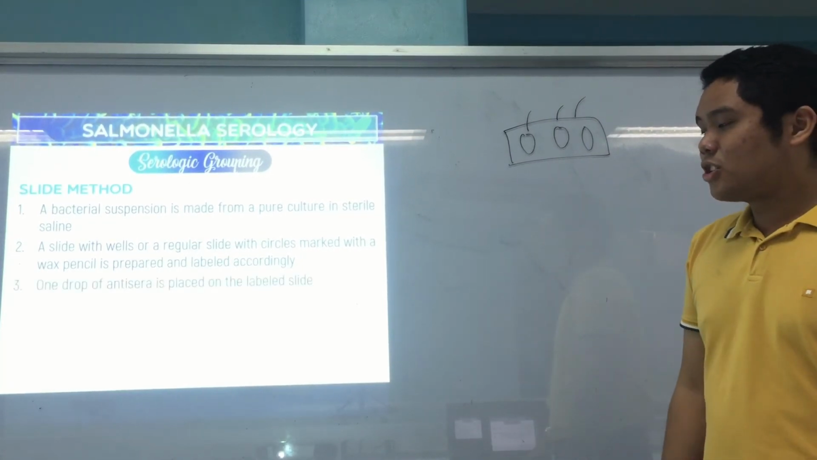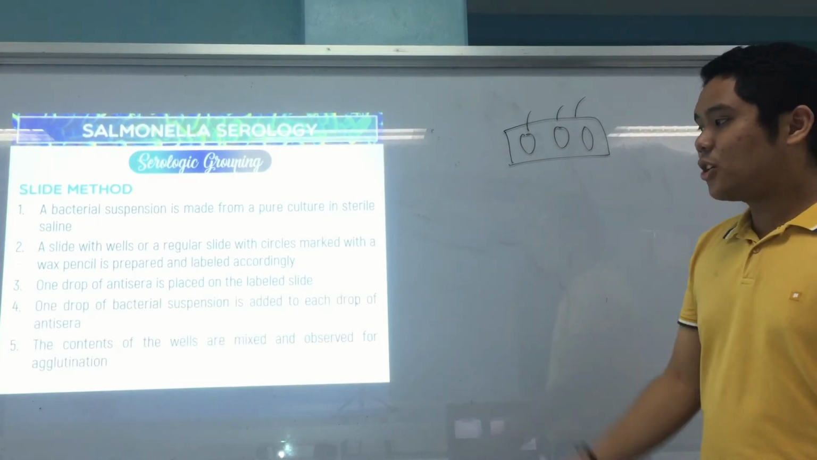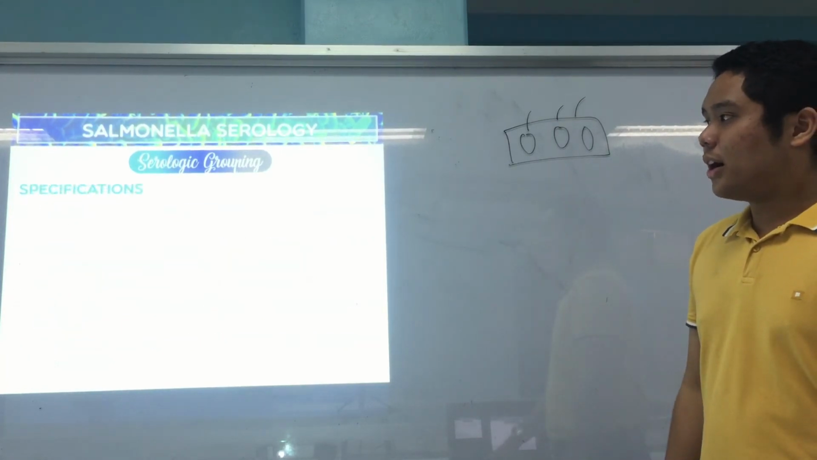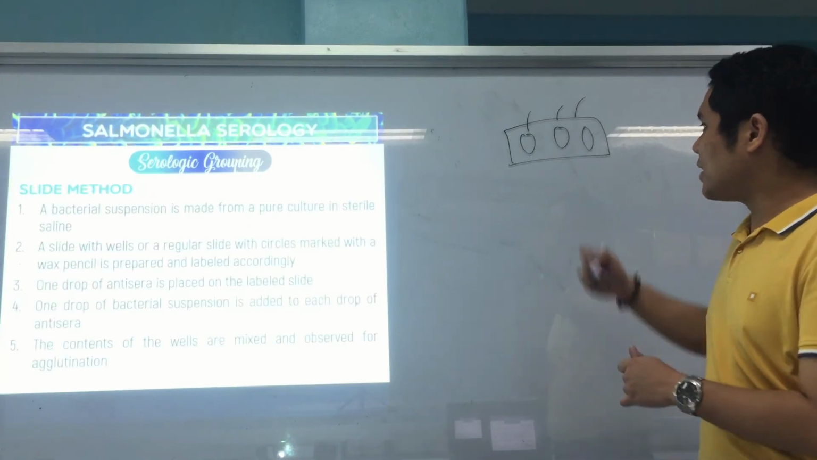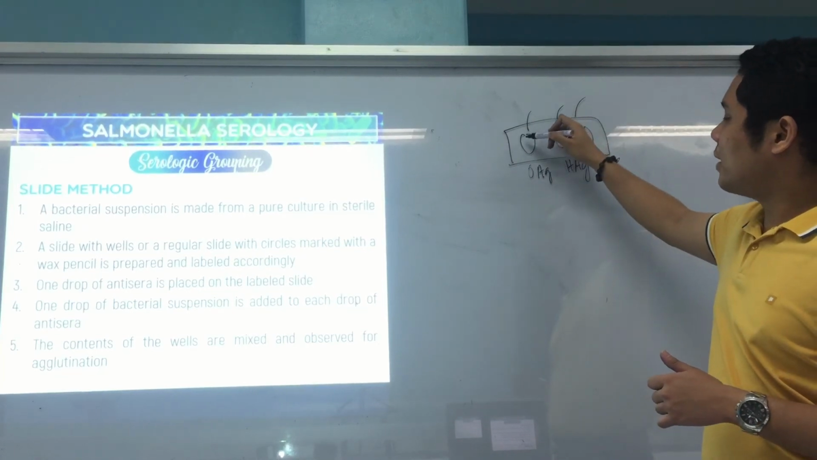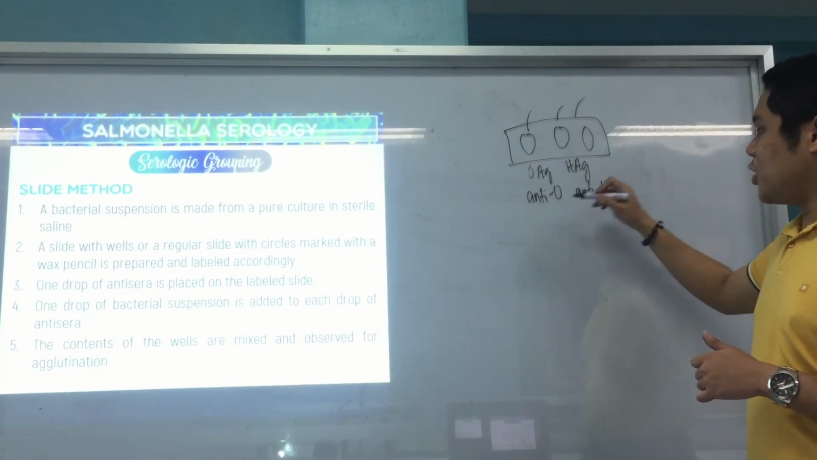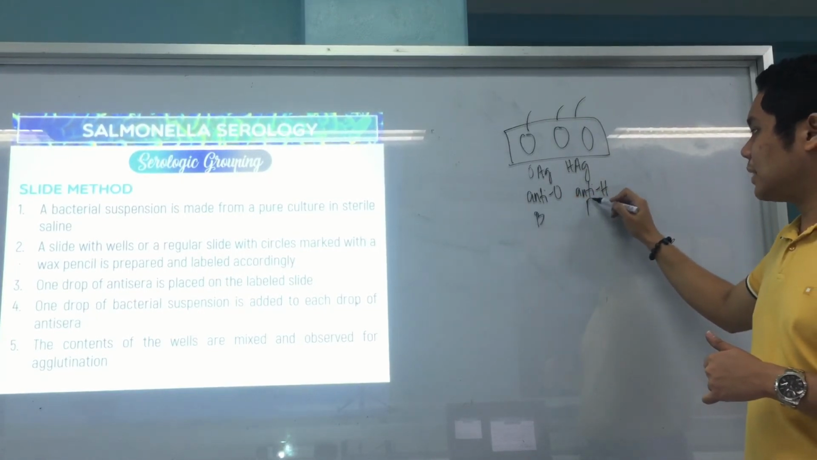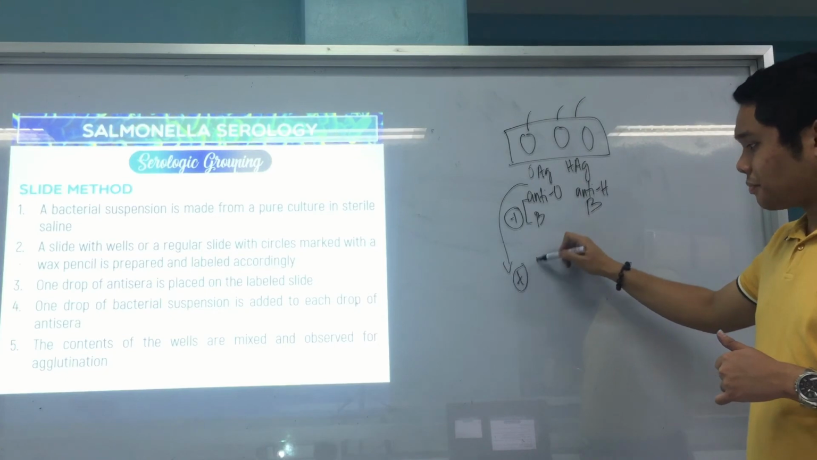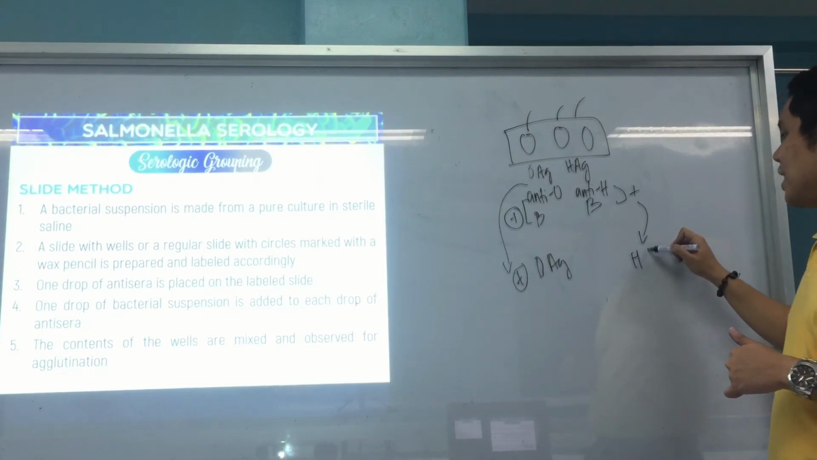One drop of anti-sera is placed on the glass slide, and then the bacterial suspension. If there is agglutination, it means that the bacteria has a particular antigen. For example, this is to detect whether it has the O antigen or the H antigen. You put the anti-sera here, anti-O and anti-H, and then you add the bacterial suspension. If the O agglutinates, it means that the bacteria has the O antigen. And if the H is positive, it means the bacteria has the H antigen.